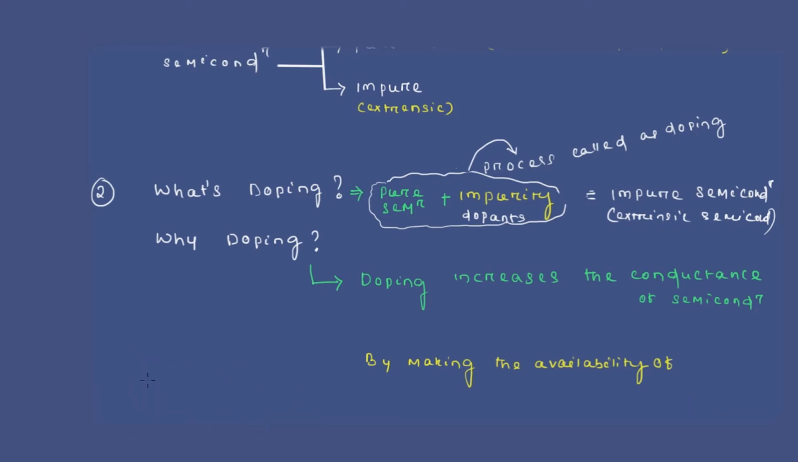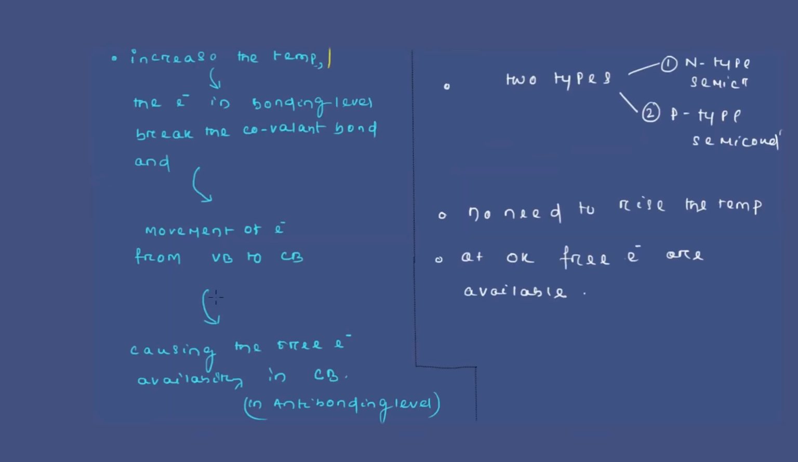But if you add pure with some impurities, if you add some impurities, there will be availability of electron and availability of hole. So how does it happen? By making availability of charge carriers. Now moving on to our next slide.